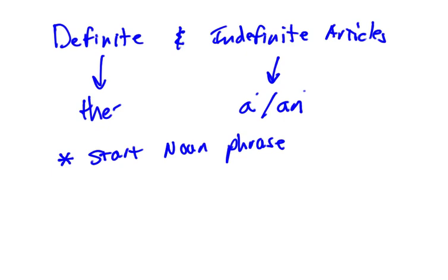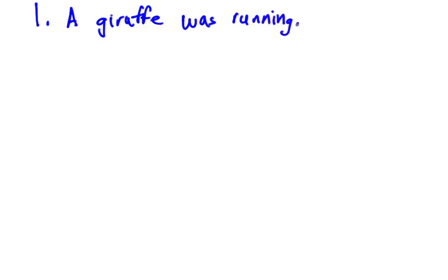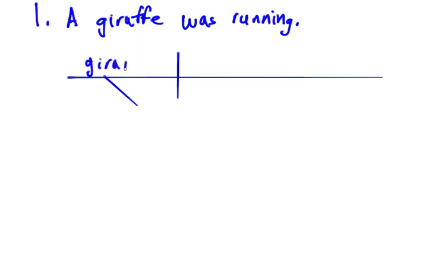Okay. Now let's see how about diagramming some of these. Alright, so my first sentence, I'm going to have a giraffe was running. Okay, so how to diagram this. So first I'll have my baseline and my line dividing the subject and verb part, and I'm going to have this new line down here for the article. So I'll have giraffe was running, and then here we'll have a.